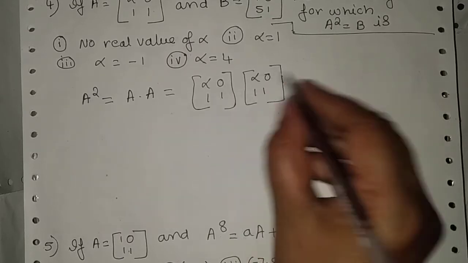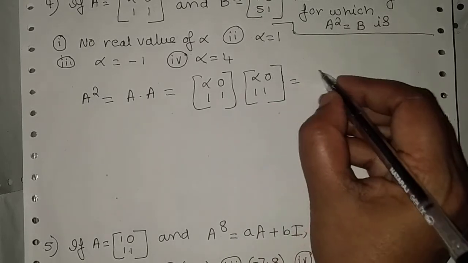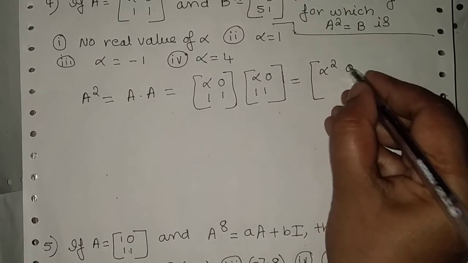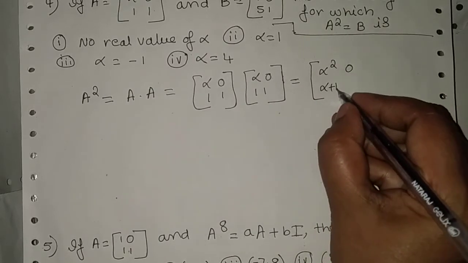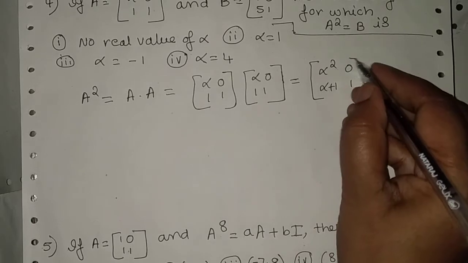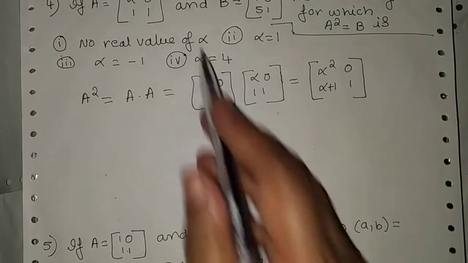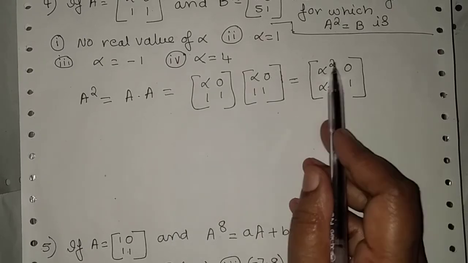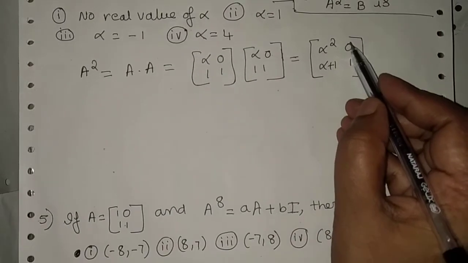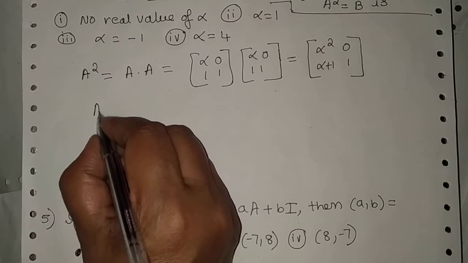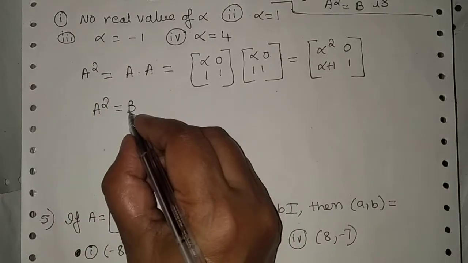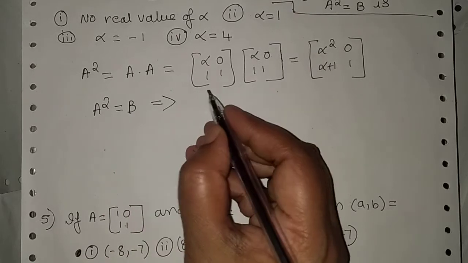So multiply this, we'll get, I'll not write in detail, I'll directly write alpha square 0 alpha plus 1 and 1 we are getting. After multiplication, take the matrix A, multiply it, that is A square, and we'll get this matrix. After this, what they have given in the problem, A square is equal to B.